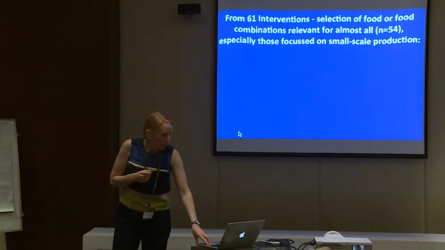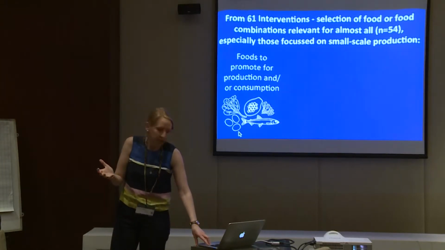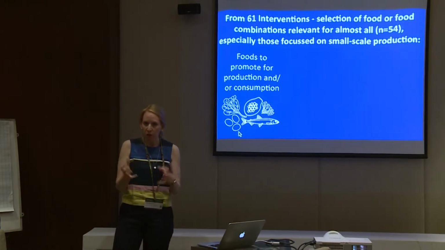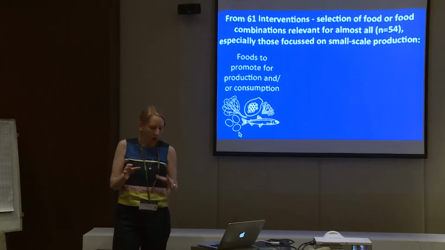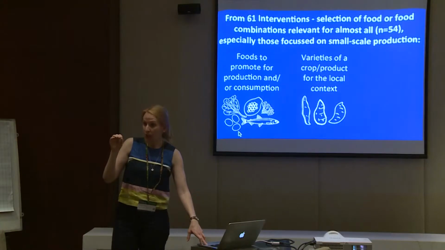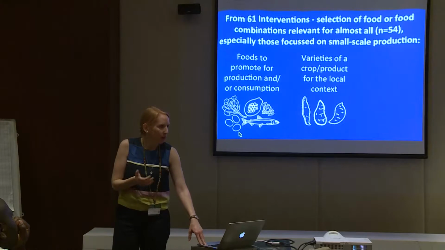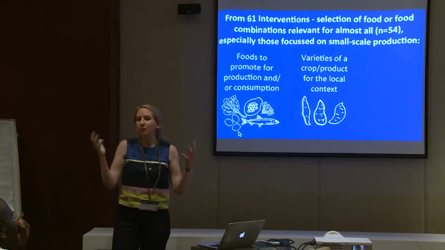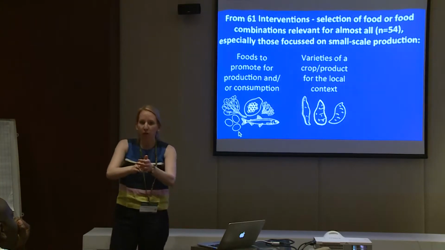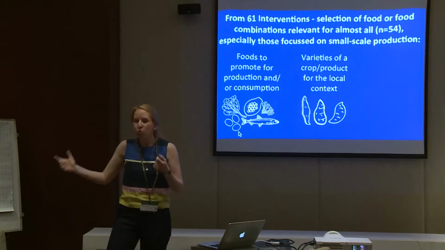But we found that for almost all of them, the selection of a particular food or food combination was relevant. I think the most common one was selecting a group of foods to promote for consumption or production. But there were also other elements such as picking a particular variety for a local context. So orange flesh sweet potato was one example of this. They have thousands of varieties of orange flesh sweet potato, and some are optimized for pest control or drought, but might also have a flow-on effect to vitamin A content or how much water is needed.